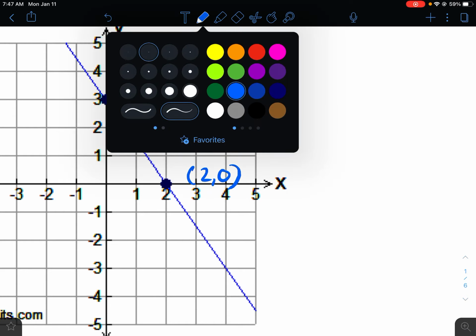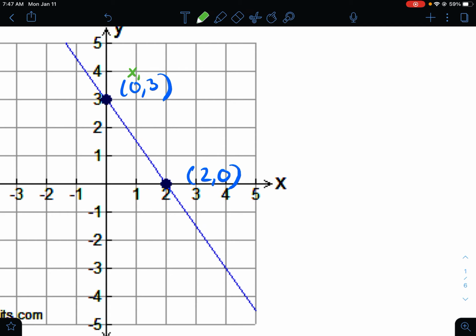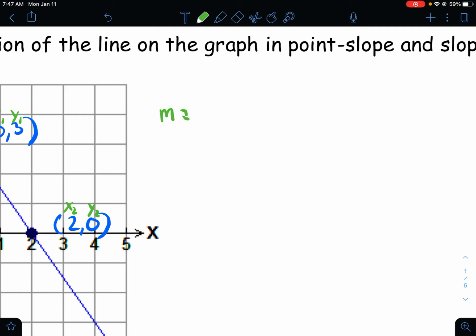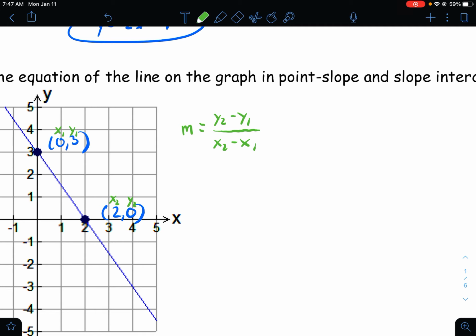All right. And what I'm going to do is label this x1, y1, and x2, y2. Then we're going to plug that into the slope formula. If you don't remember, I would definitely write this down. The slope formula is y2 minus y1 all over x2 minus x1. So I labeled these accordingly, and now I just have to plug them into my formula. I'm going to do my y2, which is 0, minus my y1, which is 3, all over my x2, which is 2, minus my x1, which is 0.